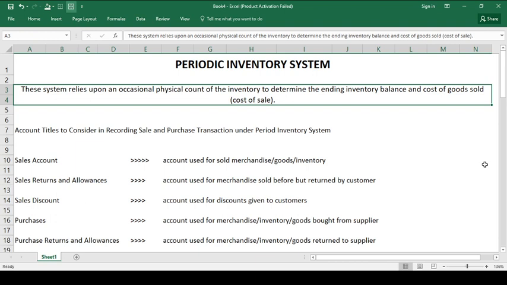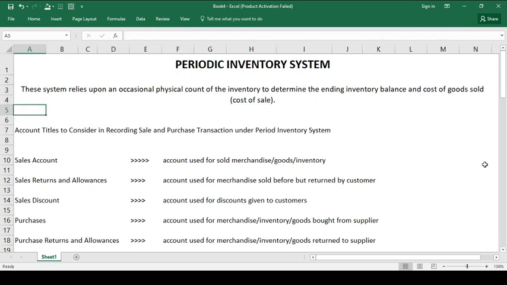If we are going to use the periodic inventory system, we usually conduct a physical count at the end of the accounting period. Usually, annually po nagkakaroon ng physical counting in order for us to determine the accurate balance of ending inventory, and at the same time, the physical counting will help us to determine the cost of goods sold or cost of sale during the particular period.